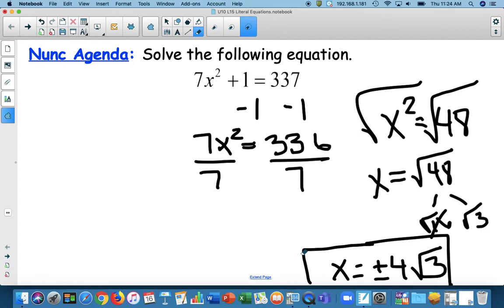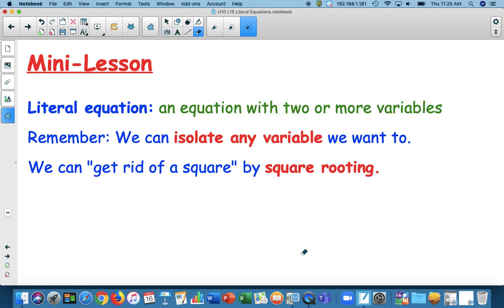So that's really our goal today: add, subtract, multiply, divide, square root, whatever we can do to get the variable that we're looking for by itself, all right? So a literal equation is an equation with two or more variables. We can isolate any variable we want to, okay? And remember, to get rid of a square, we square root. So those are two tips to remember, and the definition of literal equations.